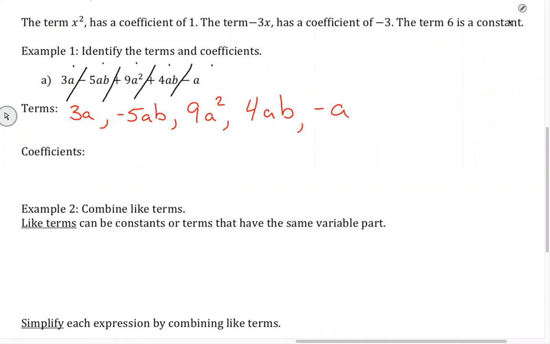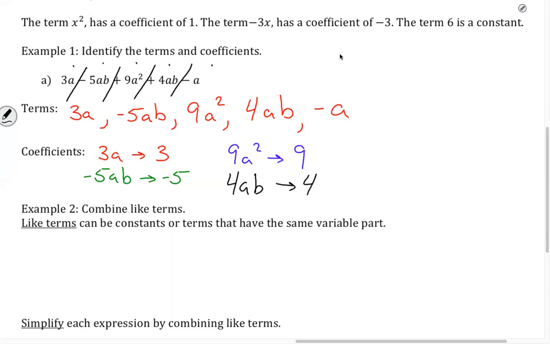Now my coefficients, all right? For the 3a, the coefficient is 3. For the negative 5ab part, the coefficient is negative 5. For the 9a squared part, the coefficient is 9. And for the 4ab part, okay, the coefficient is 4.